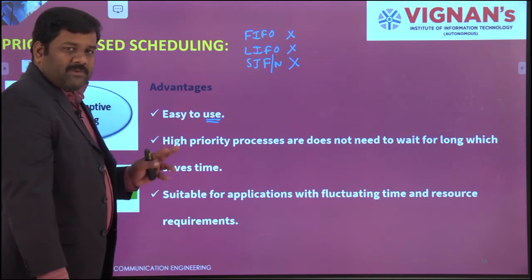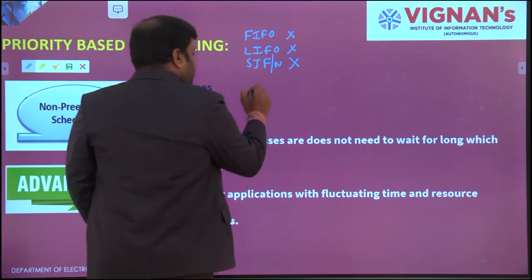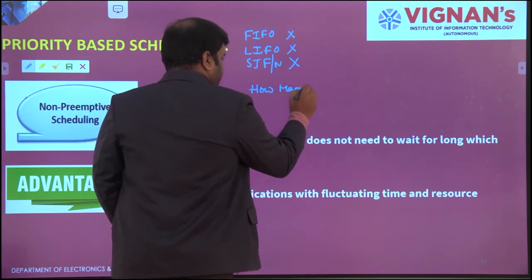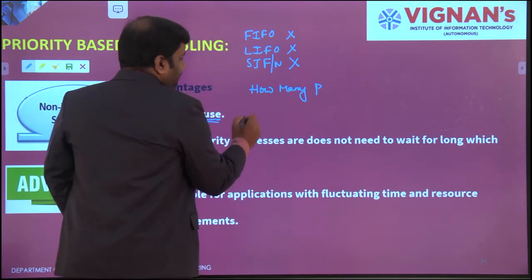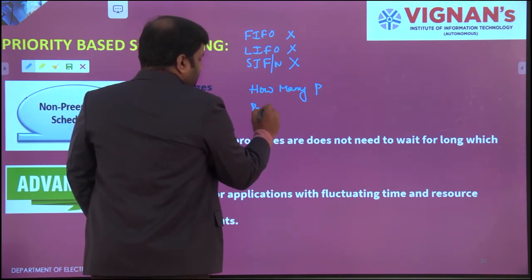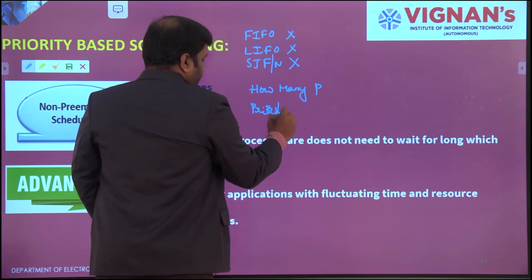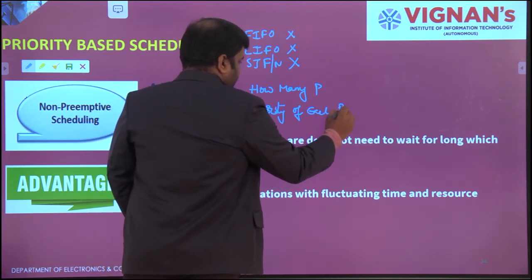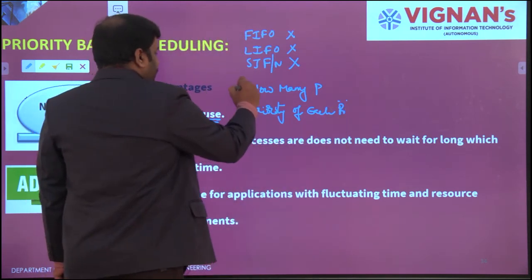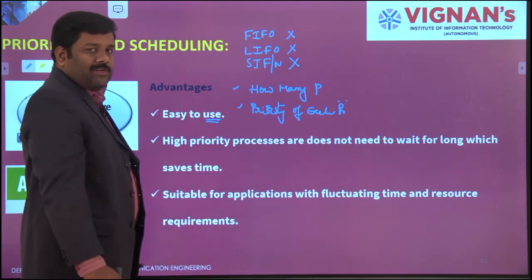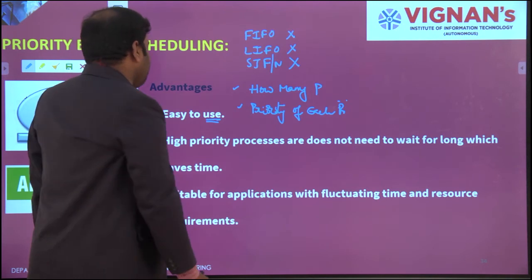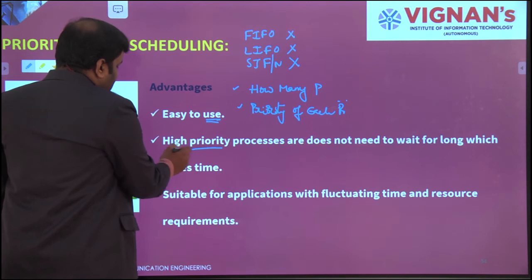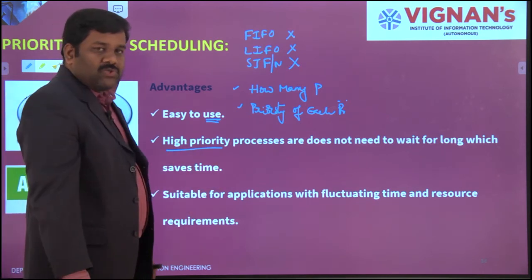So here I need only 2 pieces of information. First is how many processors are available. At the same time, the priority of each process. If I come to know these 2 things, I don't want to bother about anything else, and I can implement it. Okay?